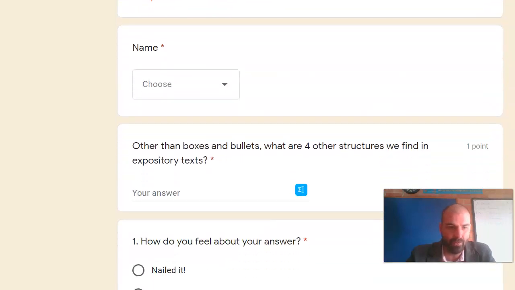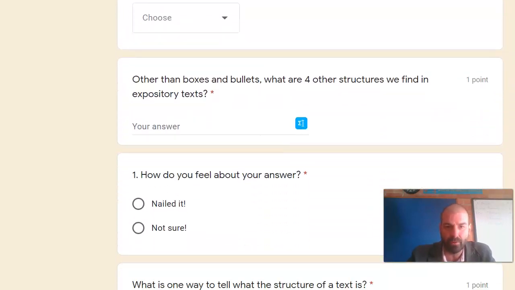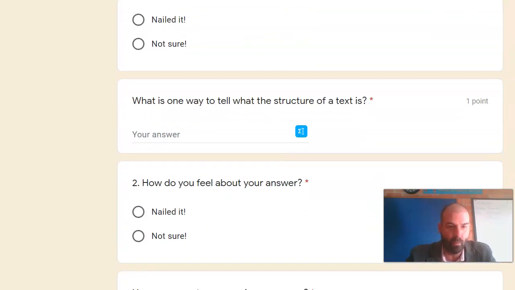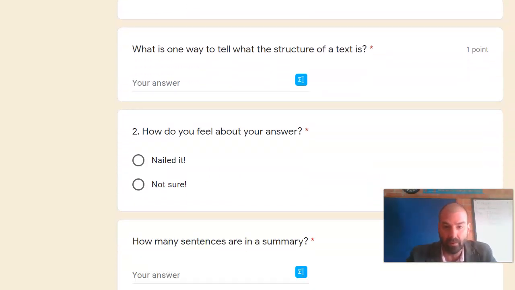All right, so here are the answers. Other than boxes and bullets, what are 4 other structures we find in expository text? Compare and contrast. Problem, solution, cause and effect, chronological. What is one way to tell what the structure of a text is? By looking at the transition words.